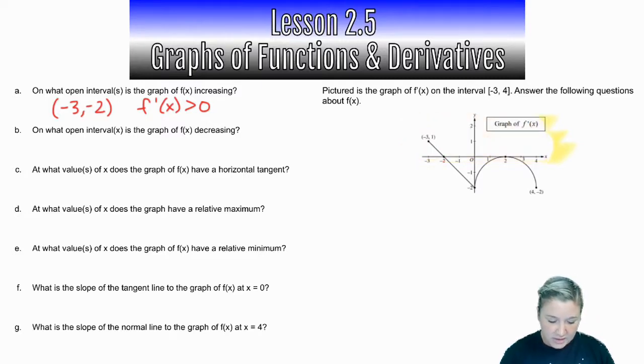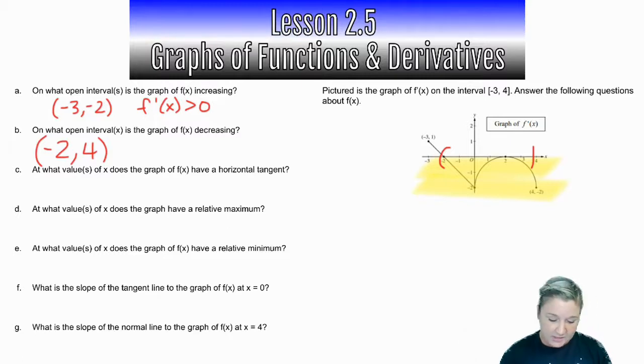Okay, so now let's see where the graph of f of x is decreasing. Remember, I'm not looking at where f prime of x is decreasing. I'm looking at where f of x, the actual function, is decreasing. And remember, that's going to be anytime the derivative is below the x-axis. So we're talking about an open interval, and that's going to be between -2 and 4.